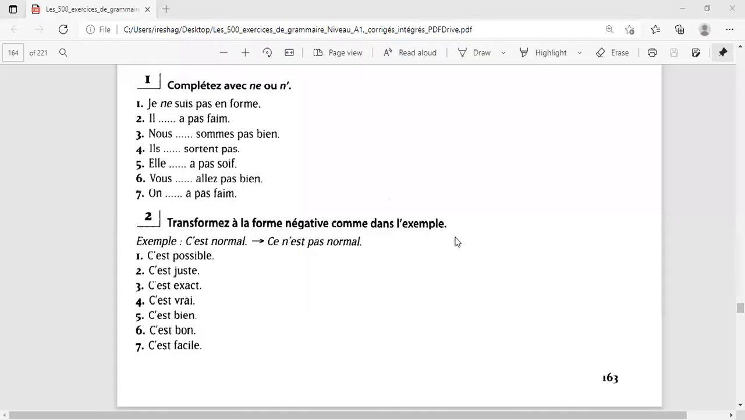Okay. So, je ne suis pas en forme. What does that mean? I am not in form. It's like you can say you are not in good health, or you are not fit enough. Je ne suis pas en forme. And then here it should be an apostrophe.